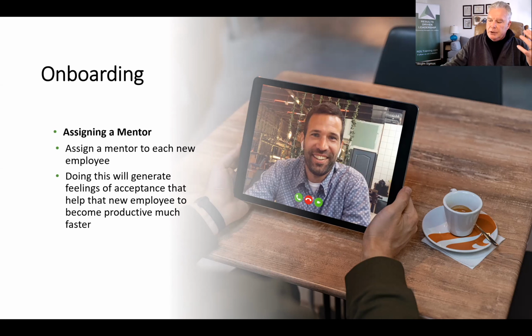This generates a huge initial level of acceptance and belonging that is one of the huge keys to engagement and longevity of employees. Some companies, not all, because this does require some additional effort on the part of the mentor. One, you need to train them on what mentoring is. That's pretty easy to do, but the mentors need to know what's expected of them, what the job responsibilities are, and be provided some level of training on that.